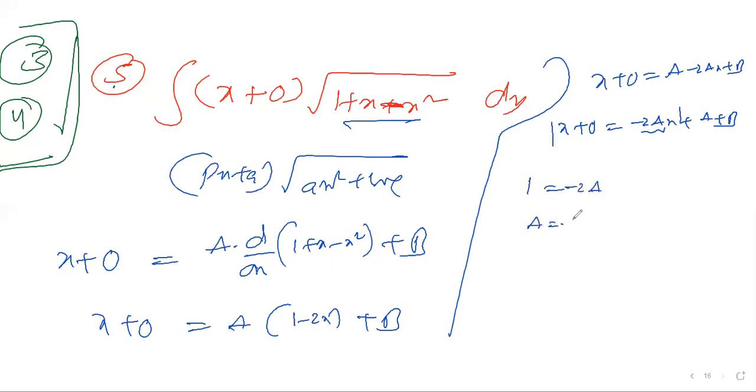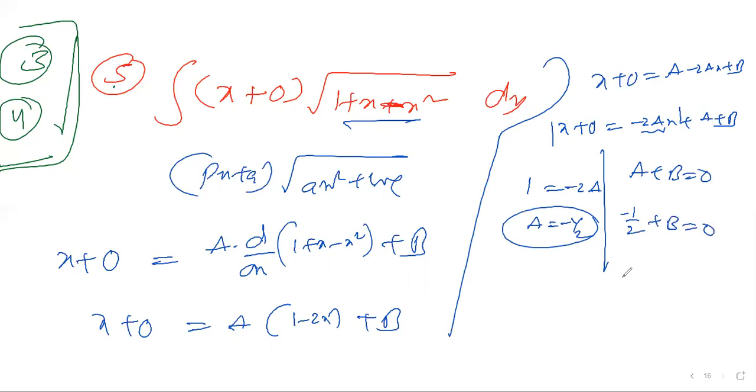So a is equal to minus 1 by 2. Now compare the constants. a plus b is equal to 0. a already is minus 1 by 2, plus 0. So b is equal to 1 by 2. So a is minus 1 by 2, b is 1 by 2.